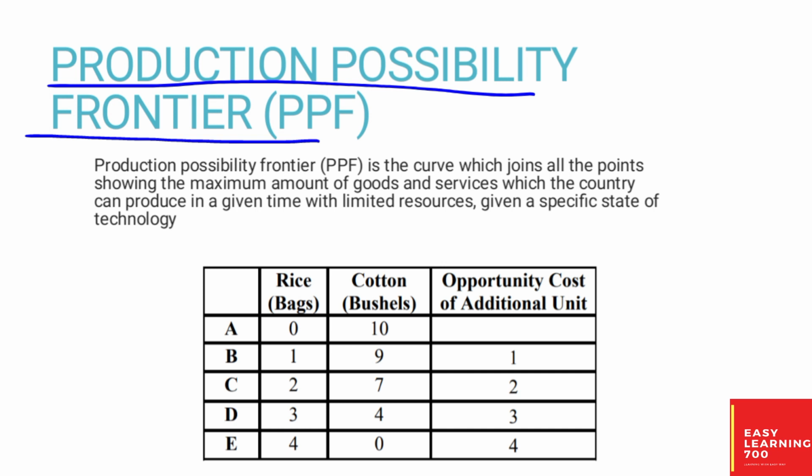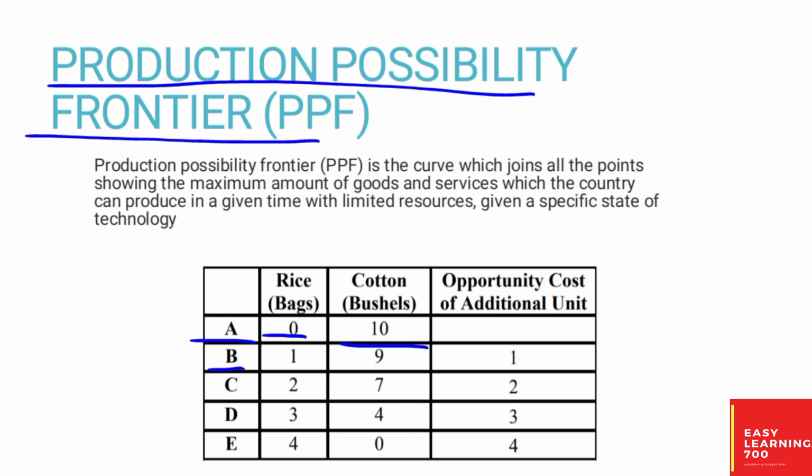So if you look at the table here, in set A, when there is zero production of rice bags, then 10 units of cotton bushels are being produced, and there is no additional opportunity cost here. But if you look at set B, here one unit of rice bag is being produced. So you can see there is a decrease in the cotton bushels from 10 to 9. So there is one additional unit of opportunity cost.